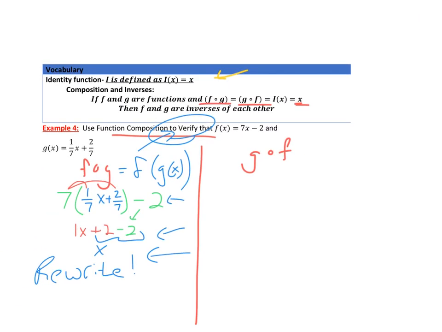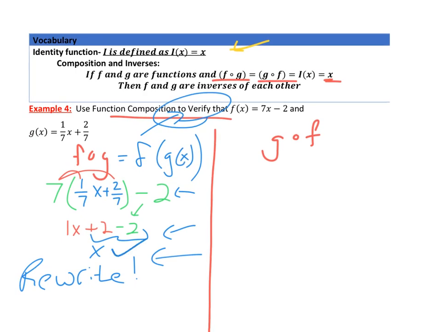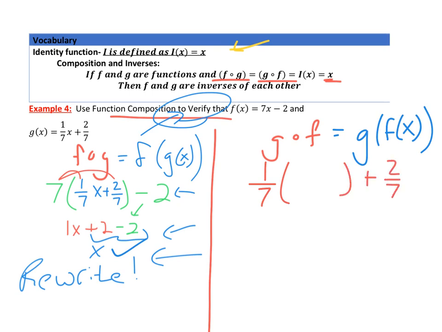Okay, going to the other side. So one side we verified. Now we have to verify the other side. G of f means g of f of x, which means we'll go through the outside function, which is g, so it's 1 over 7, parentheses, plus 2 over 7. Going through, the inside is f of x, which is 7x minus 2.